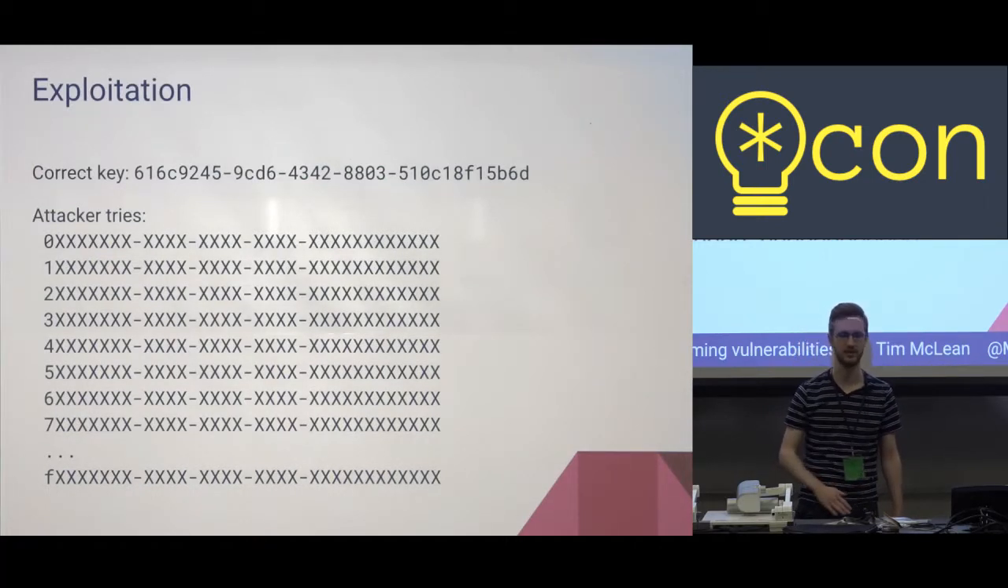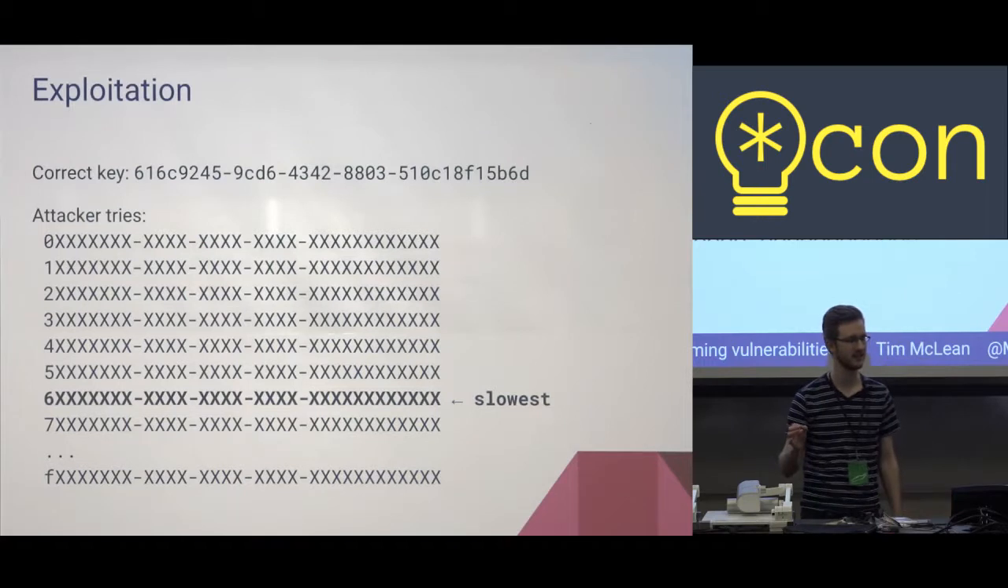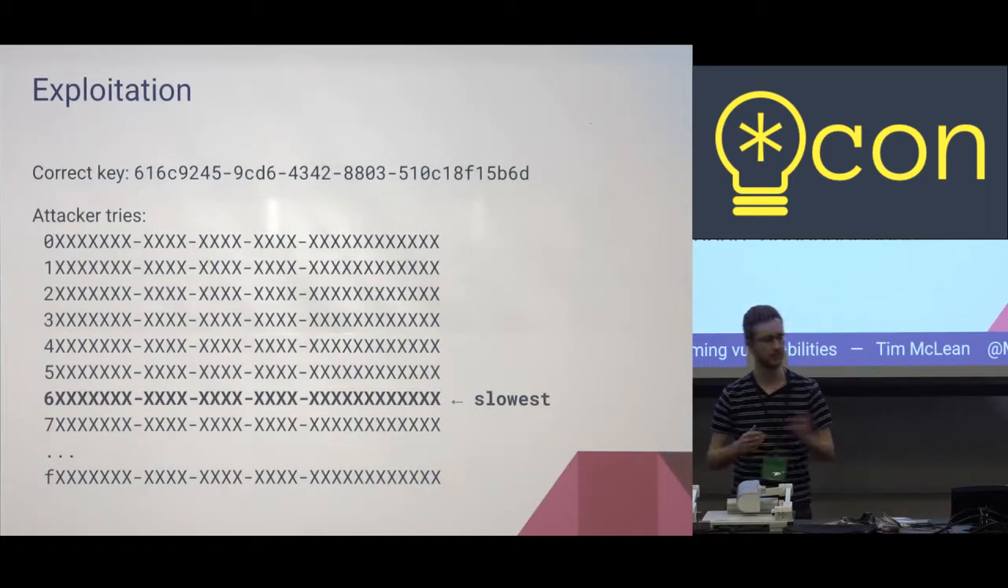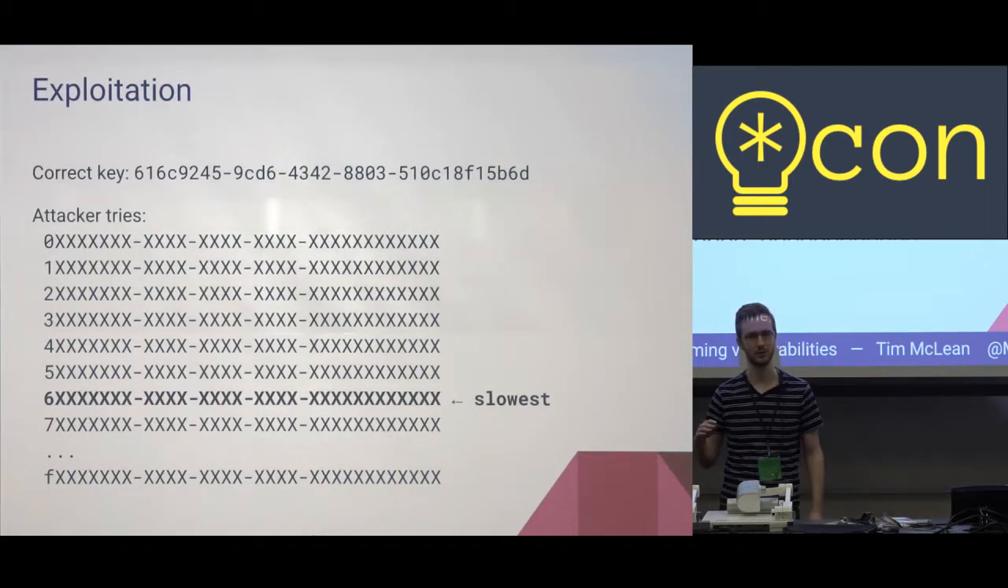16 different possibilities. And what's interesting is that one of these attempts will take slightly longer, just slightly. Number 6 in this case. And the reason for that is that when you get the first character correct, then you have to do one more iteration in that for loop. You have to go, oh, the first characters match, but the second characters don't match. Now we can return false.